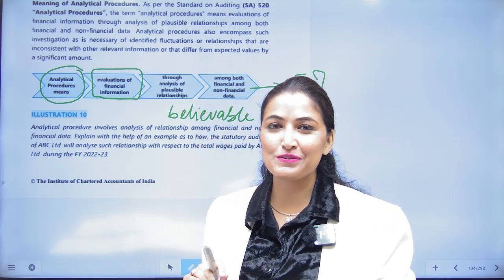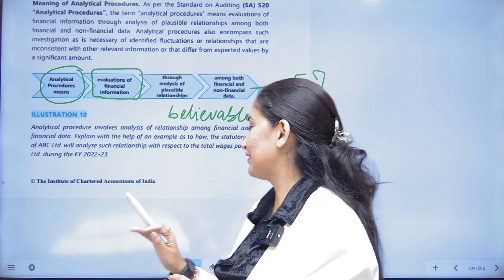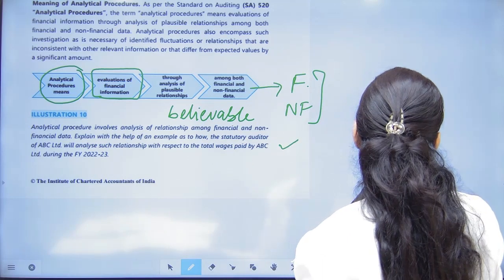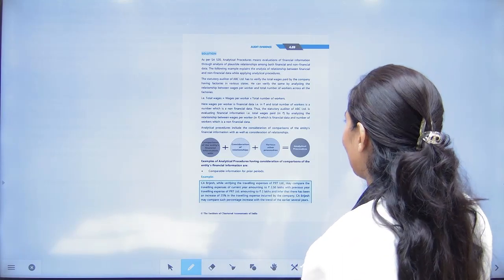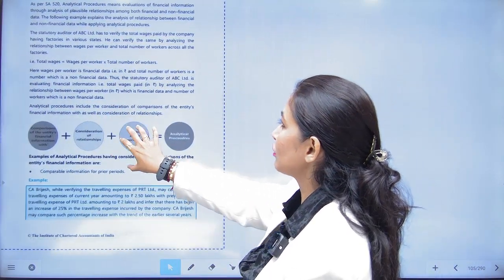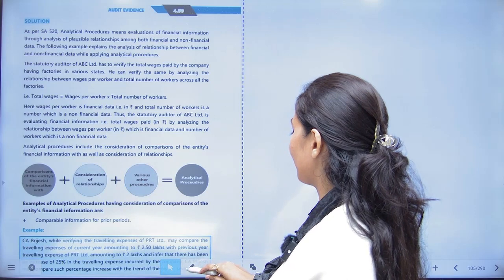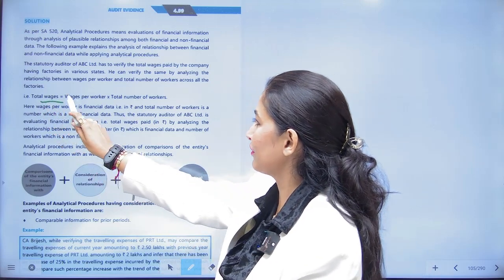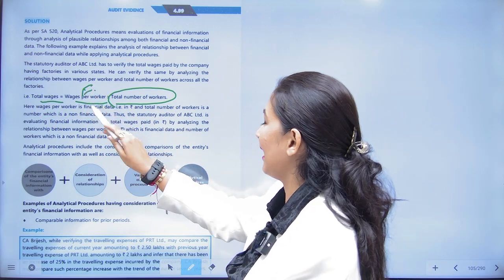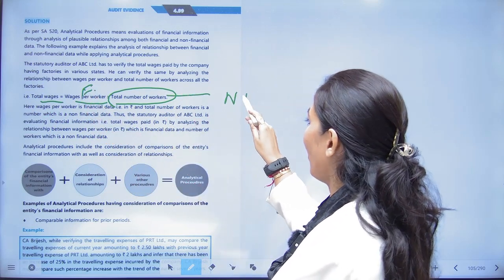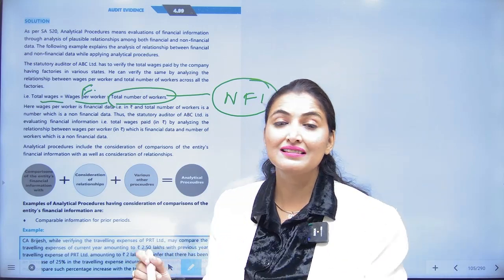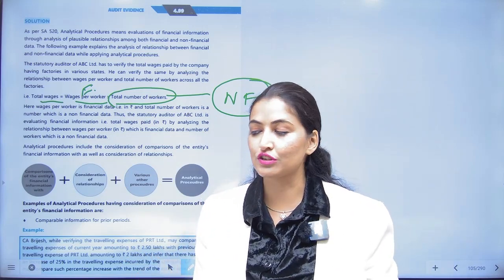Now, this analytical procedure, there is an example. If there is a salary kind of relationship, or if there is rent or wages, that is as per industry norms, it's different and what is given is different. Suppose you try to analyze the wages of a worker, then total wages per worker and total number of workers. Wages per worker is your financial information and this is non-financial information. When you try to establish a relationship between both things, then it is an analytical procedure, right?